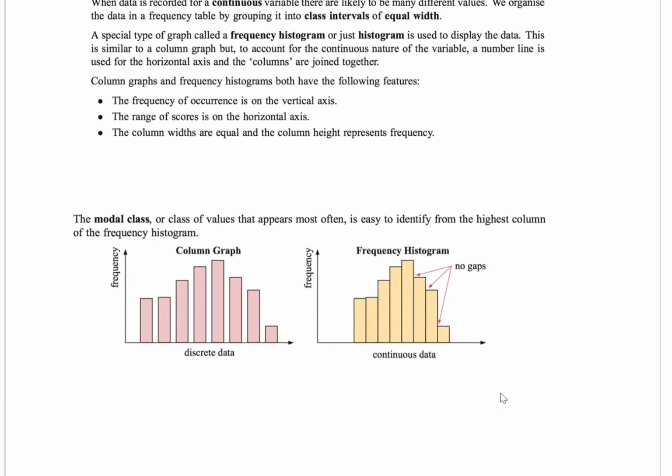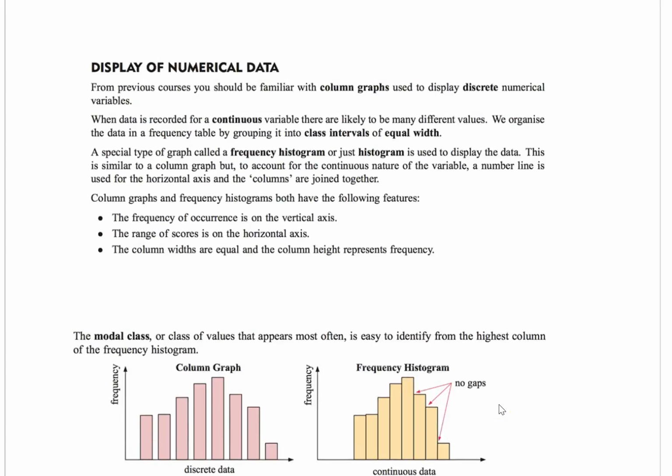Next, there's lots of ways you can display your data. The two most famous ones are column graph and frequency histogram. You use a column graph when it's discrete data, right? That's why it's all separate, because you can only be a certain number. And then a frequency histogram, as you can tell, has no gaps, but is all connected. That's to show that it could be any number you want. So if you have discrete data, use a column graph. If you have continuous data, use a frequency histogram.